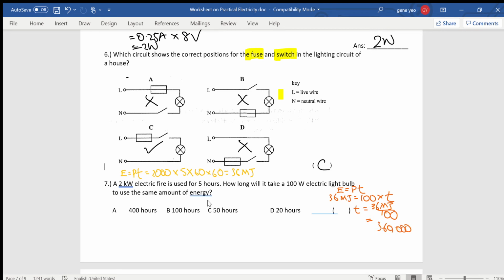360,000, and you say, oh, did I make a mistake? Because there's no such answer here. But don't forget, this is in seconds. So let's convert that to hours. If you convert that to hours, you'll have 100 hours. Okay, so the answer is B. All right.